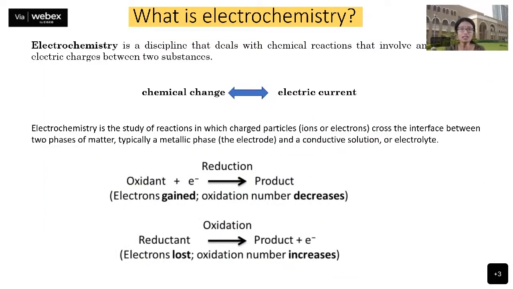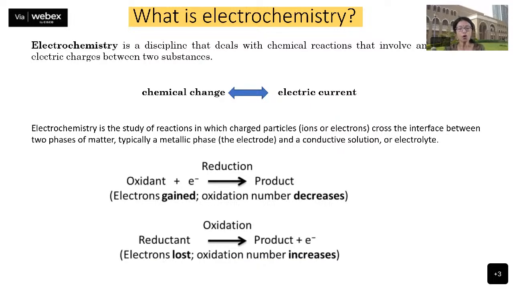So what exactly is electrochemistry? It is the discipline that deals with chemical reactions that involve an exchange of electric charges between two substances. So basically a chemical change which is giving rise to an electric current. It is a study of reactions in which charged particles cross the interface between two phases of matter. Typically, it's a metallic phase, which is your electrode, and then you have a conducting solution, which is your electrolyte.